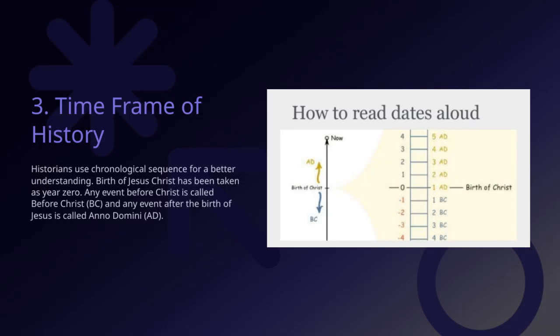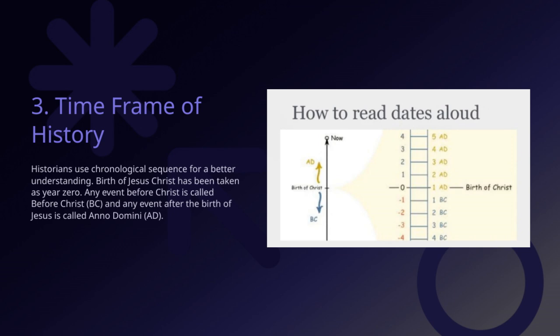When we study history, historians often use what's called a chronological sequence to make sense of events. This means they arrange events in the order they happened, which helps us understand how things developed over time. A key point here is that the birth of Jesus Christ is considered year zero in this system. So, all historical dates are counted from this point. Events that took place before his birth are labeled as BC, which stands for before Christ.